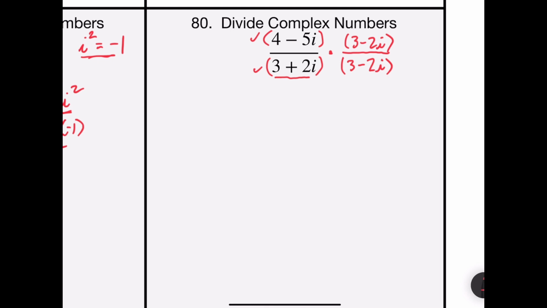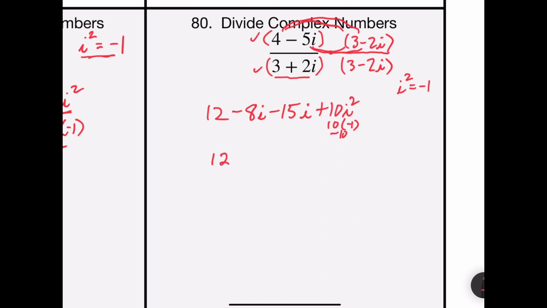So let's multiply using FOIL. 4 times 3 will be 12. 4 times negative 2i will be negative 8i. Negative 5i times 3 will be negative 15i, and negative 5i times negative 2i will be positive 10i squared. But remember, i squared is equal to negative 1. And so in the numerator, this would actually be 10 times negative 1, which would be negative 10. So my numerator would be 12 minus 8i minus 15i minus 10.